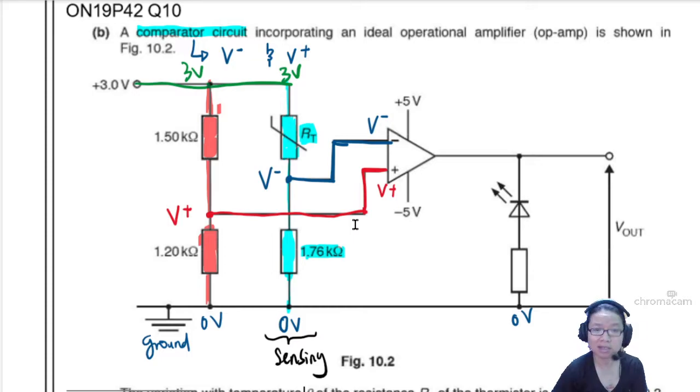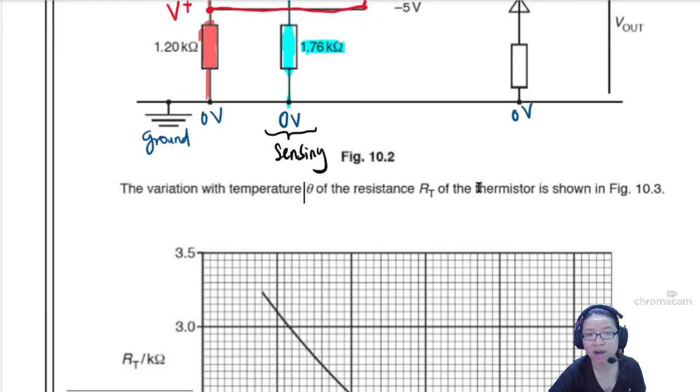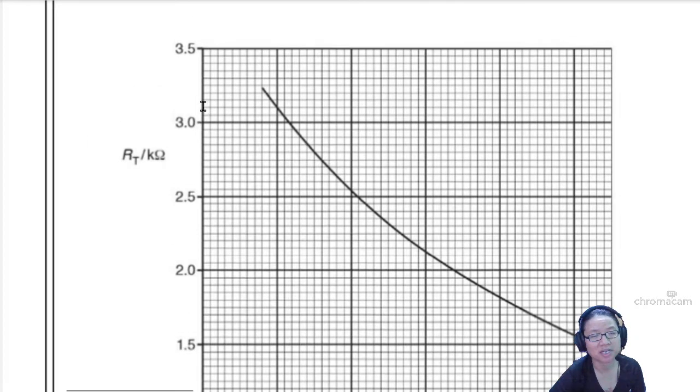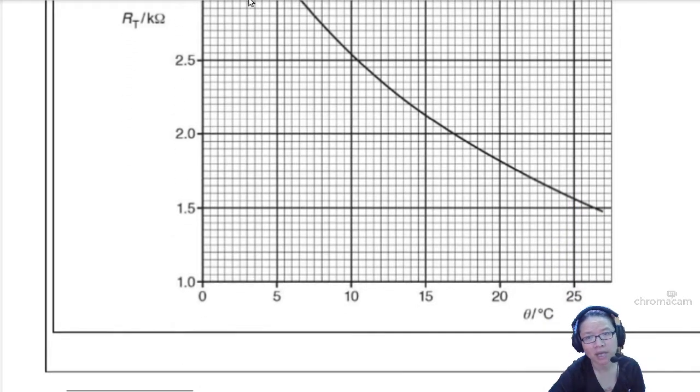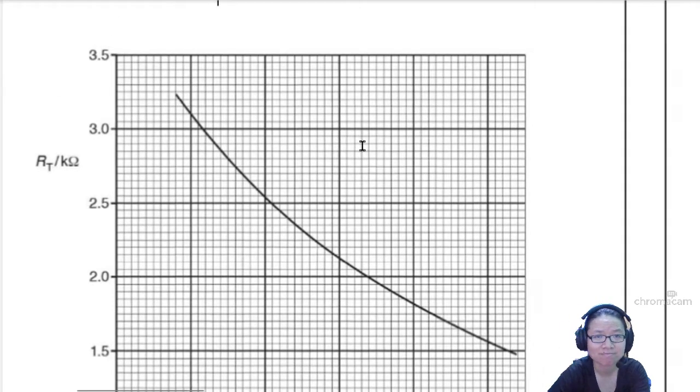Before we go there, let us continue to read the question first, because we already know we probably need to do some calculation to find what V plus is and what V minus is, compare them to decide what the output is. All right, so let's continue. The variation with temperature theta of RT is shown in this big beautiful curve. You can see that the resistance will start at around 3.2 kilo ohm, and it will decrease as temperature increases. Pretty standard negative temperature coefficient sketch.